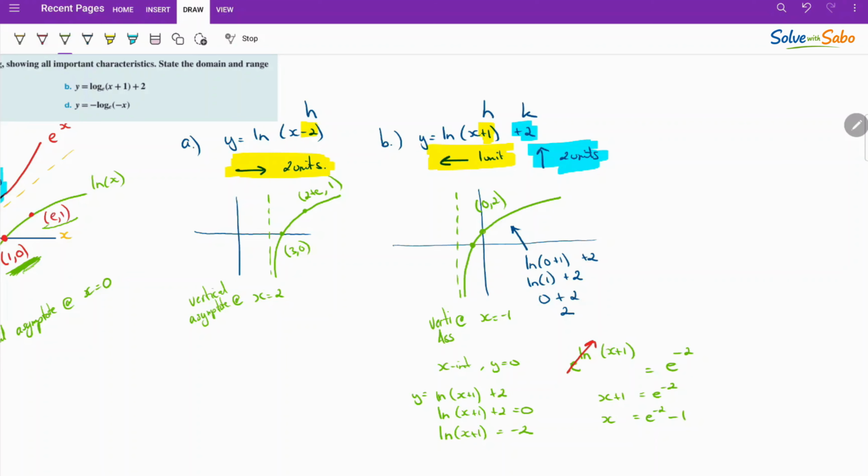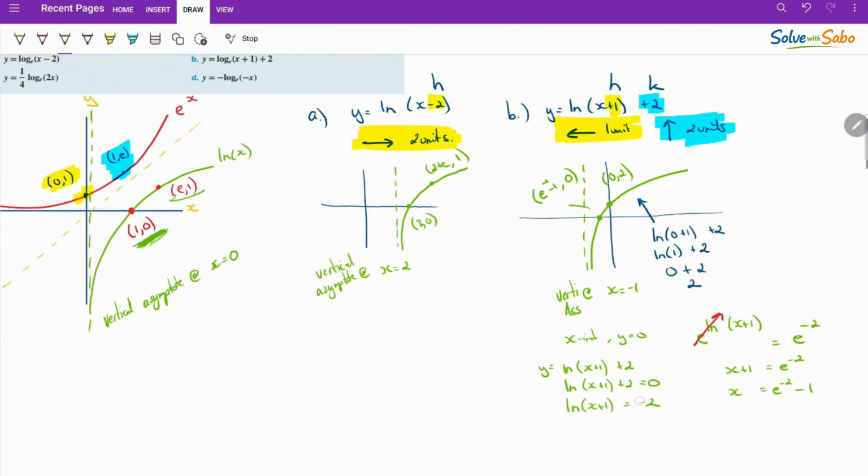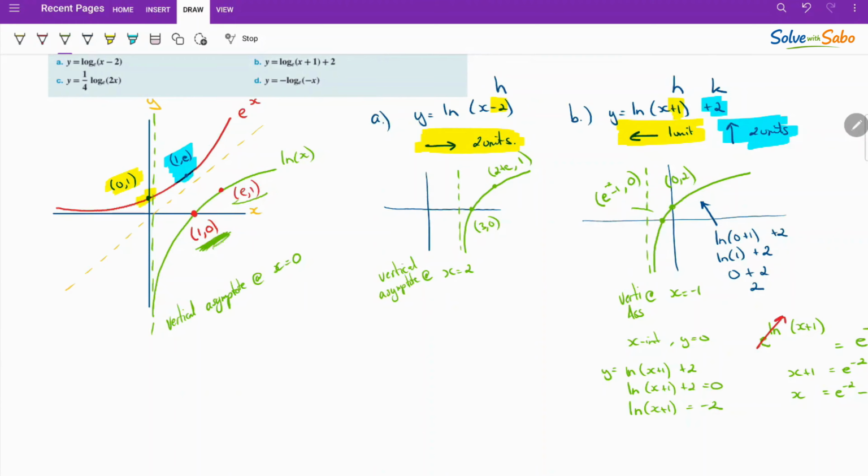If we wanted to work out what this is as a decimal, we very much could. We could just simply put that into our calculator. Now, at the moment, I'm just going to leave it as an exact value, and I'm going to write that the x-intercept here is at e to the -2, take 1, and 0. That is my x-intercept. I've got an x-intercept, a y-intercept, and an asymptote. They're getting a bit trickier. Alright, let's go to C.